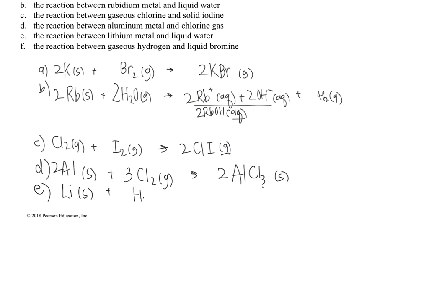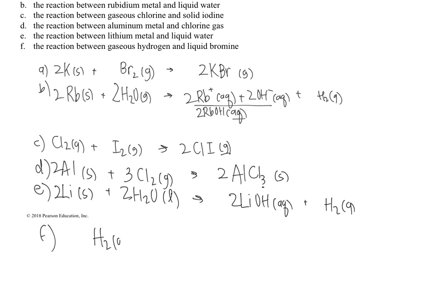Next one, lithium metal and water. Lithium plus water. This is going to do something similar as above. It gives us lithium hydroxide, aqueous, plus hydrogen gas. I'm going to need 2 of everything except for the hydrogen. And then last one, F, hydrogen gas and bromine liquid. Gives that hydrogen halide, hydrogen bromide, say gas, and I'll need 2 of these. And that should be Br2. Okay, that is it. So we'll continue on with chapter 8, learning way more types of reactions.